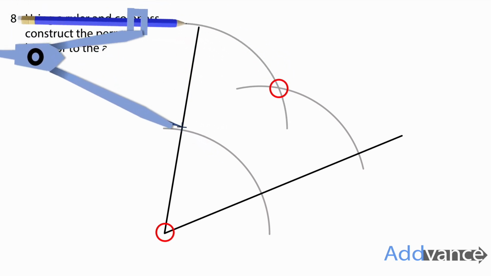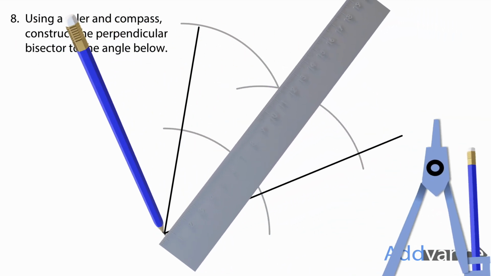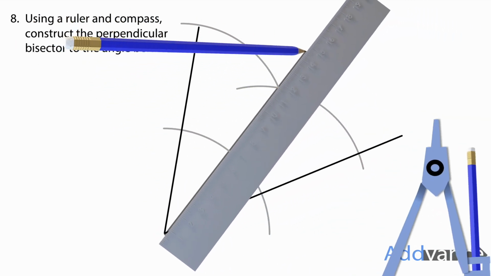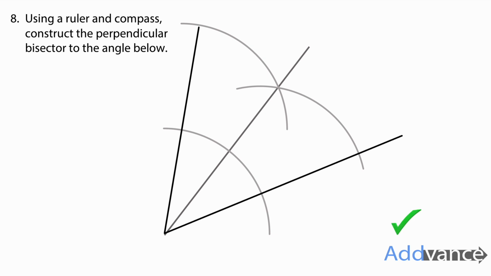We have now drawn the arcs, and these 2 points show us the points to connect with our ruler. We take our ruler and we draw a line like this through both those points. That is a perpendicular bisector. We have split that angle into 2 perfect halves.